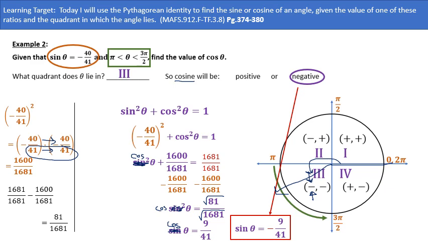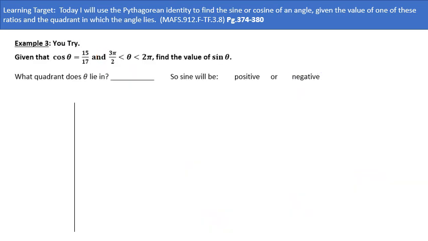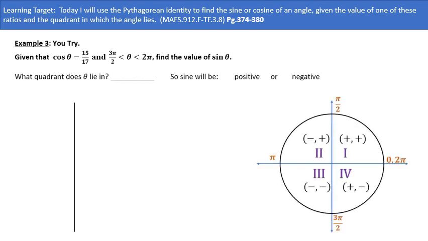Okay, here we go. Number 3. Cosine of theta is 15 over 17. 3 pi over 2 is less than theta, which is less than 2 pi. Find the value of sine of theta. All right, so we go to our unit circle. We're now looking between 3 pi over 2 and 2 pi. So what quadrant are we in? We're in quadrant 4. Okay, so that means that sine is the y value, so the y value here should be what? Negative. All right, good. My answer should be negative.